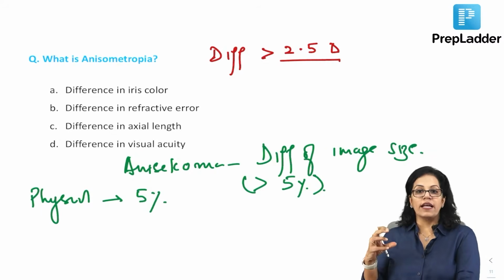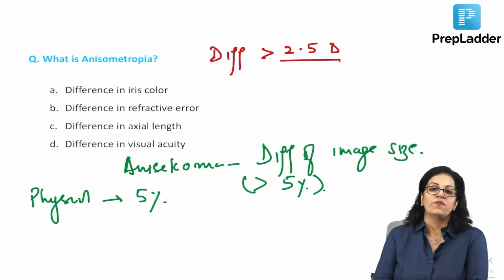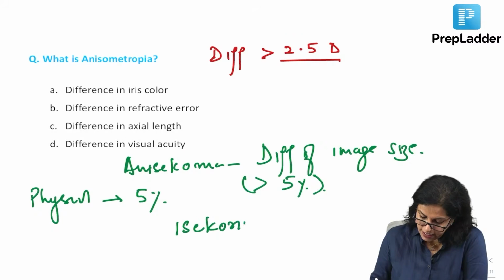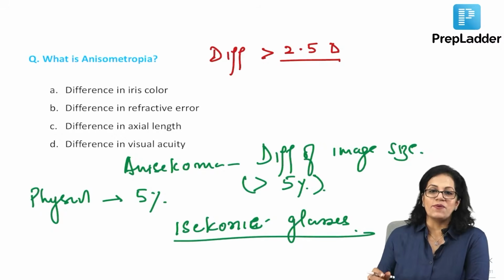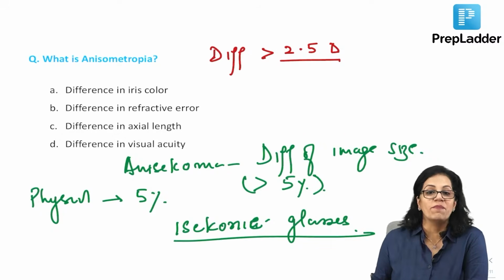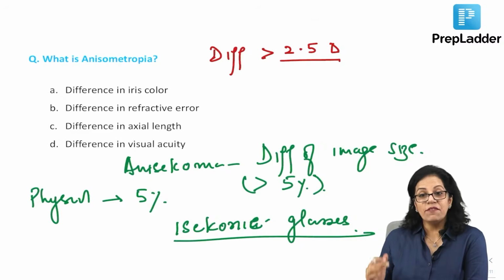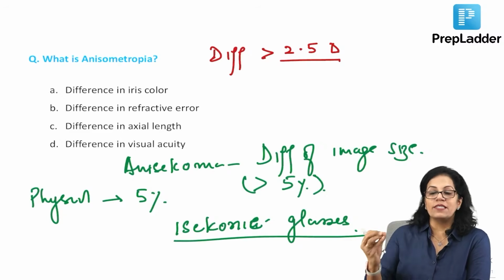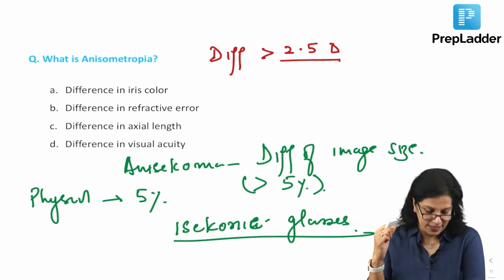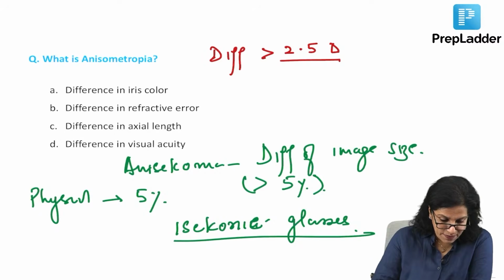We see it through an eikonometer, and how do you treat it? We treat it with isoconic glasses. When you are enlarging the smaller image, these are isoconic glasses. I know you all will remember myopia, hypermetropia, astigmatism, anisometropia, but this fifth one also you should remember. And everybody remembers we have discussed that a 5% image difference helps us in depth perception. That is why we all have depth perception, right?